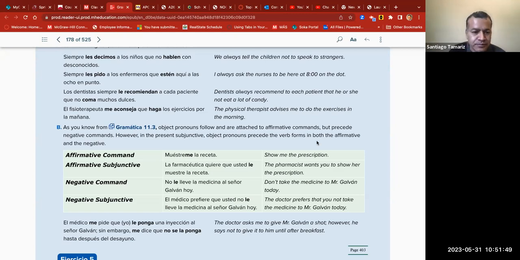Let's remember, commands. When you talk about formal commands, the pronouns will be attached after the verb in affirmative and before the verb in negative. But when we talk about subjunctive, negative or affirmative, the pronoun will always precede the verb. Bien, le lleve, le before lleve; le muestre, le before muestre.